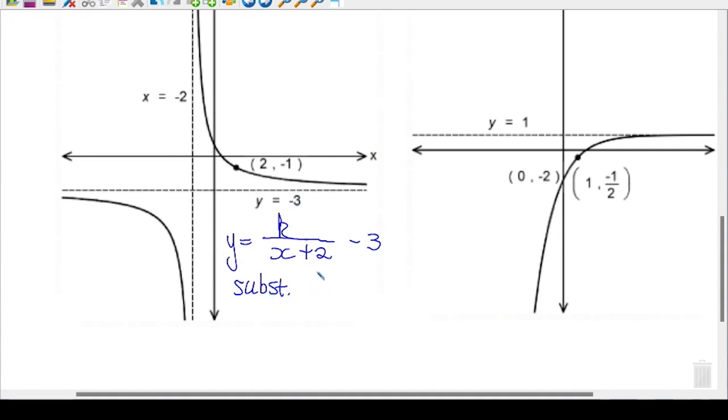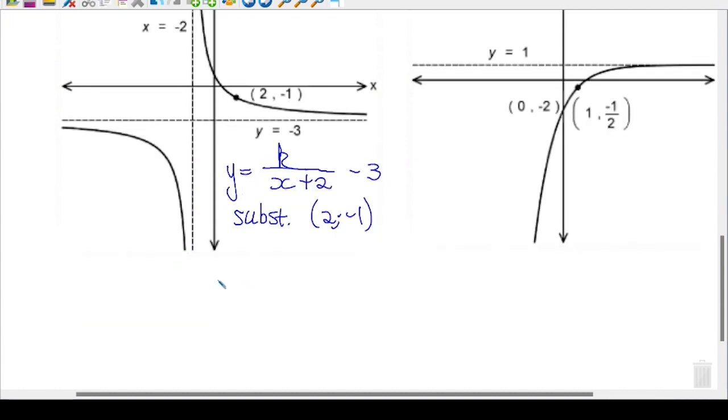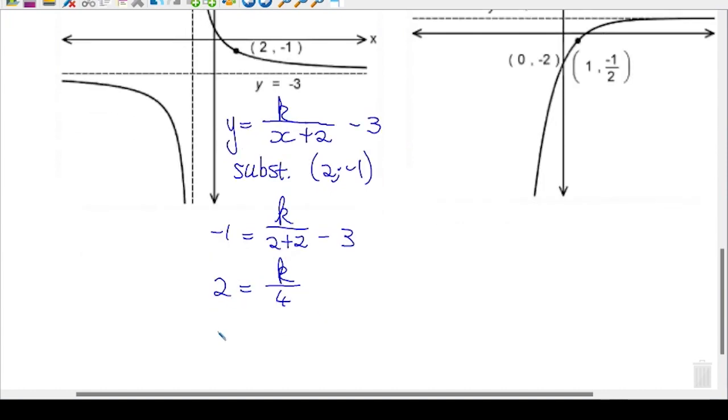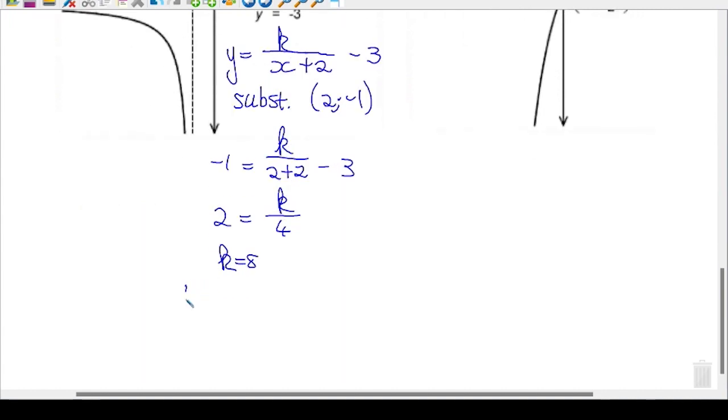So what we do is we substitute that point 2, -1 in, remembering that 2 is x and -1 is y. So -1 equals k over 2 plus 2, minus 3. And now we're just going to solve for k. So we add 3 to both sides. We get k over 4 is 2. So k is 8. And then our final answer, y equals 8 over x plus 2, minus 3.